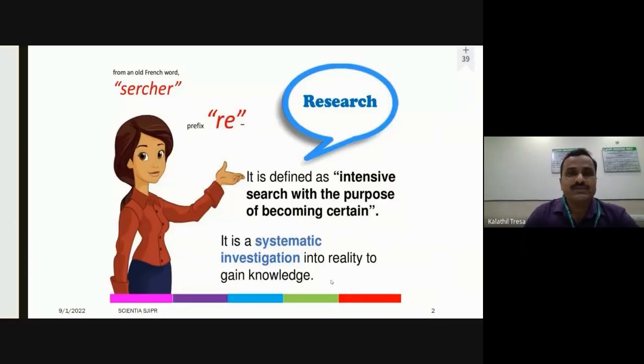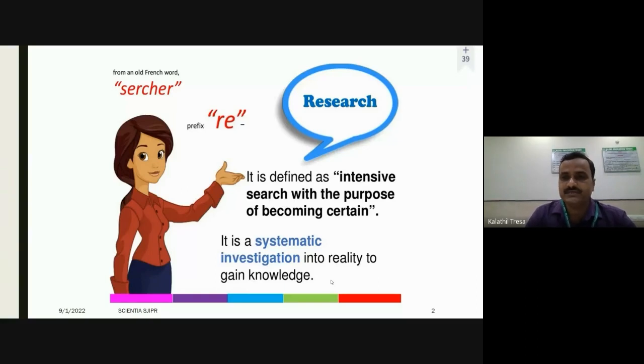The word starts from research. Search is an old French word, and if we add re, it means when we are doing repetitive search on previous work, it is called research. So what is this research terminology? Research is an intensive search with the purpose of discovering certain things. It is a systematic investigation into a reality to gain certain knowledge.